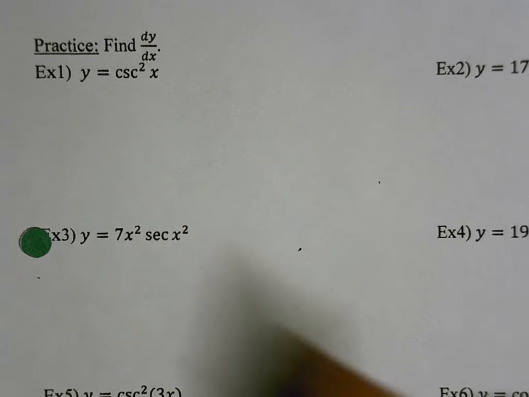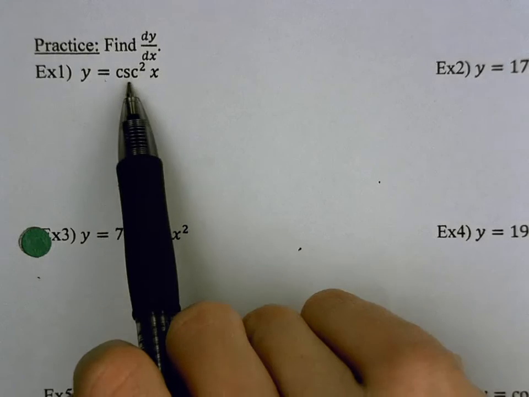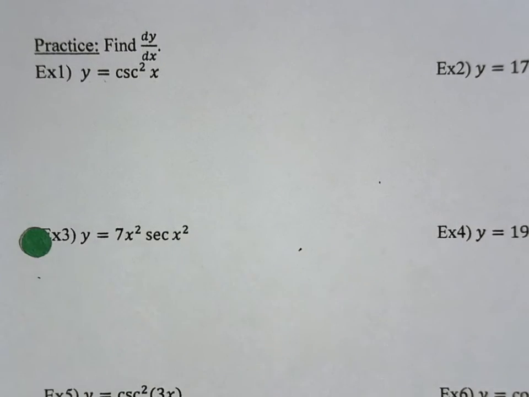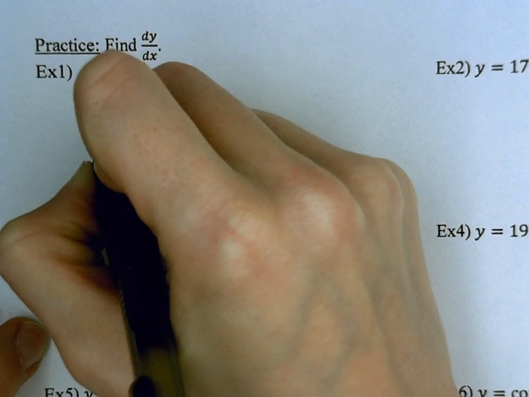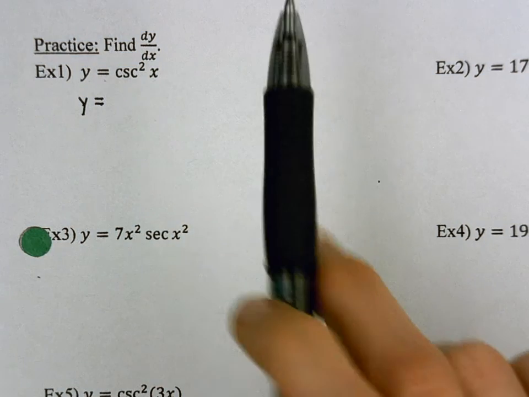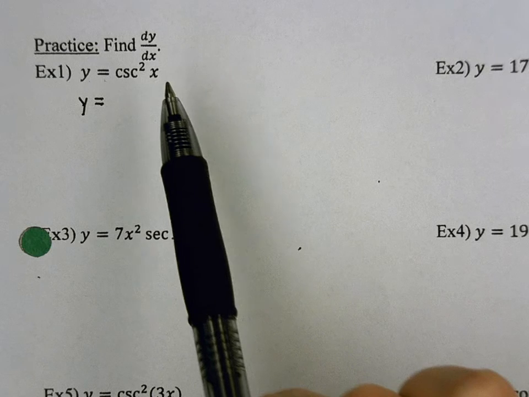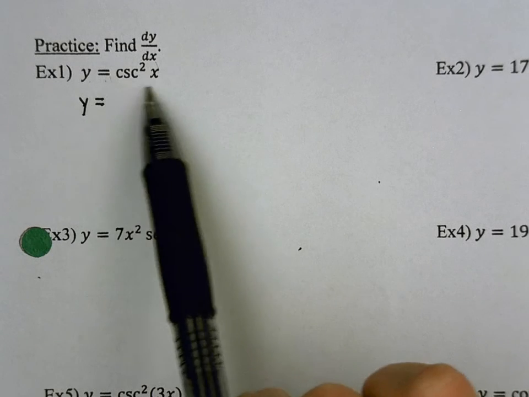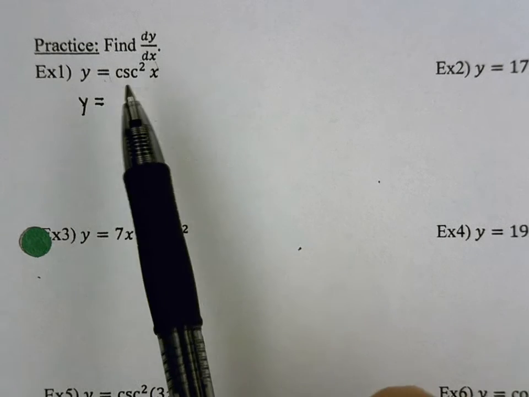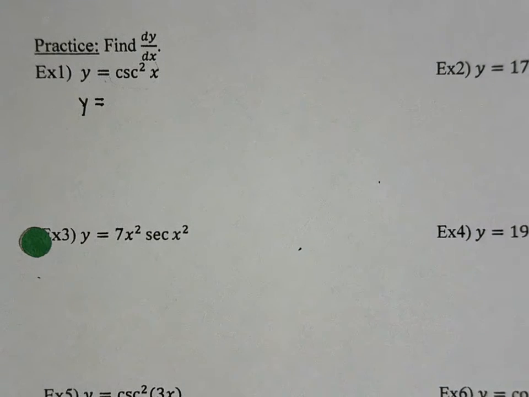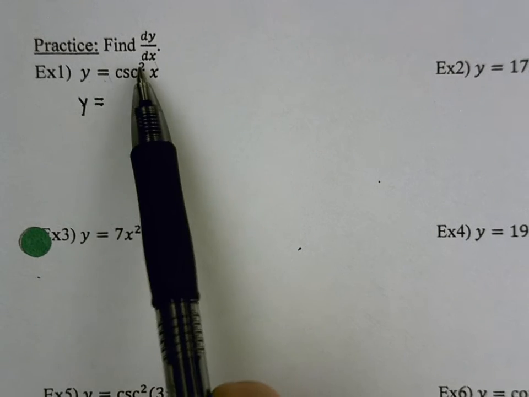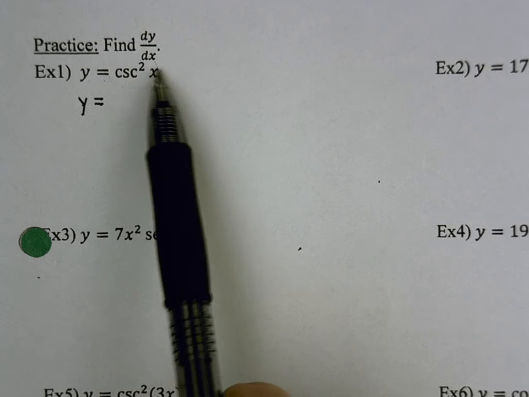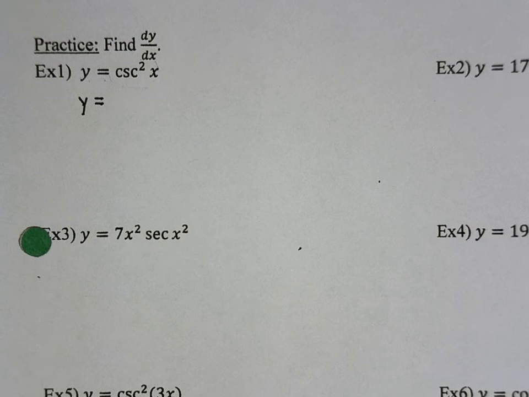Okay? Example 1. We have y equals cosecant squared x. To take its derivative, we need to rewrite this. The reason we rewrite it is we know this is chain rule. The reason we know it's chain rule is because there's something in my trig. The only derivatives that we know, that we have rules for, I should say, are singular trigs with singular variables. If there's anything attached to the trig or anything attached to the variable, that's our cue, it's chain rule.